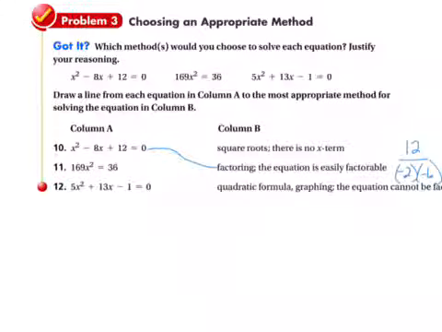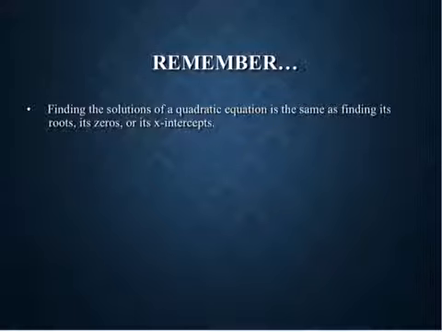On 169x squared equals 36, well, there's no x term, and 169 is a perfect square, and so is 36. So using square roots is the easiest way to solve that one. And the last one, definitely the quadratic formula. The equation cannot be factored easily. I know I've said this a couple times, but remember, finding the solutions of a quadratic equation is the same as finding its roots, its zeros, or its x-intercepts, where it crosses the x-axis. You have a lesson check, and then gauge yourself on how well you know this, and I will see you in class tomorrow.